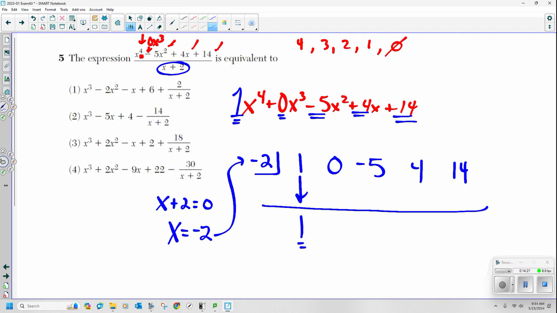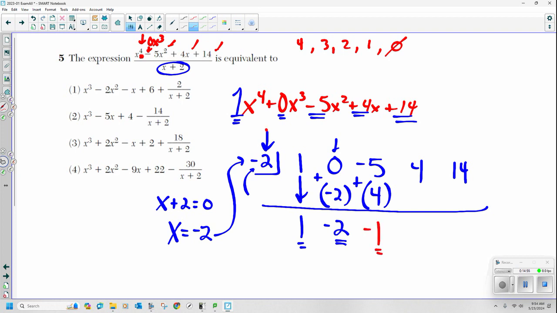Whatever's down here gets multiplied by that number in that little half box. So 1 times -2 is -2. That product gets added to the next term. 0 and -2 is -2. Let's multiply this times my -2. -2 times -2 is a +4. I add it. Let's change it up a little bit here. -5 and 4 is -1.